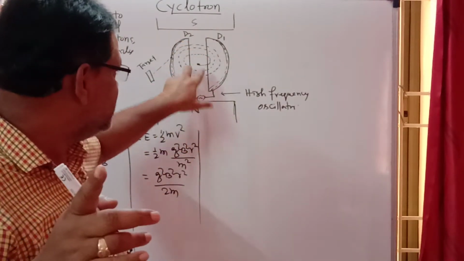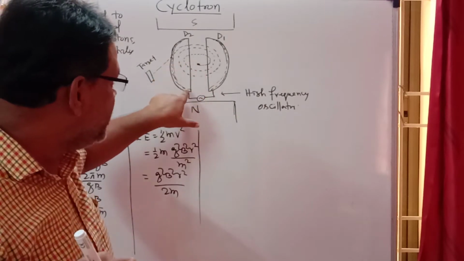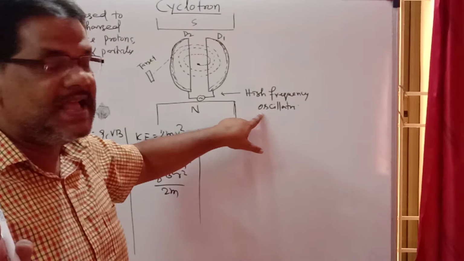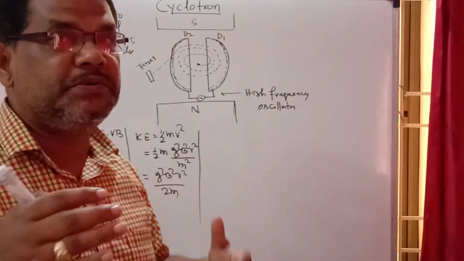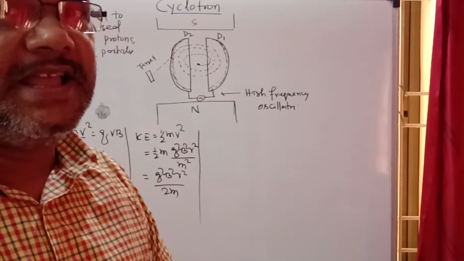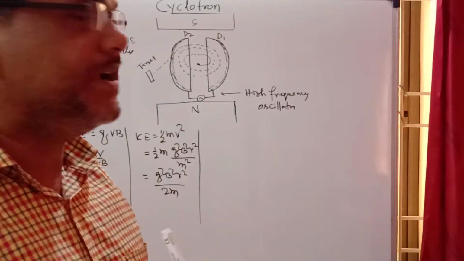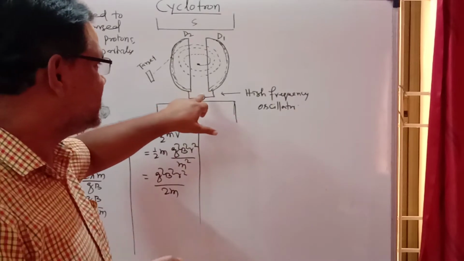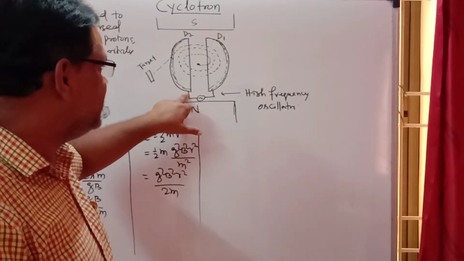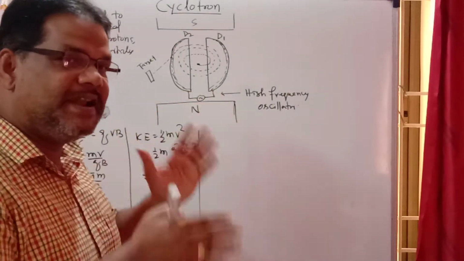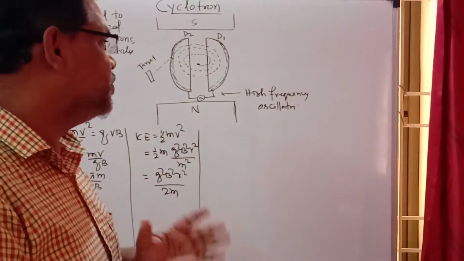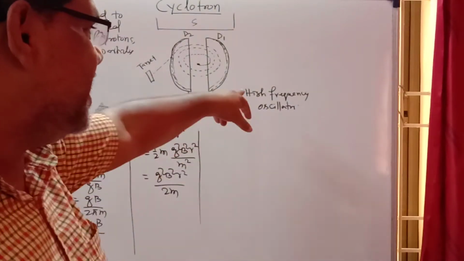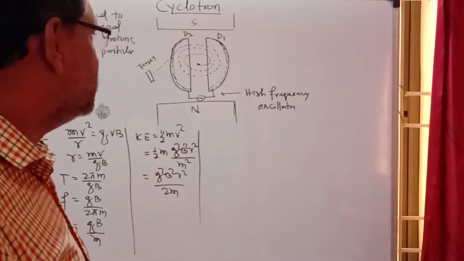The two D's are connected to the high frequency oscillator, that means the electric field. Why are we using that? Because of AC, alternating, it always changes the polarity continuously. D1 will be positive, D2 negative, and in the next cycle D2 will be positive and D1 negative. In that manner the high frequency oscillator changes the polarity of the electric field continuously.